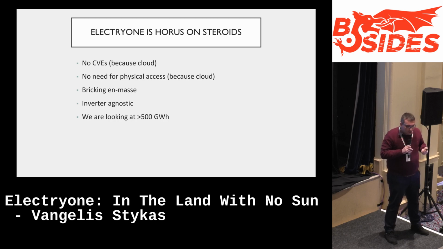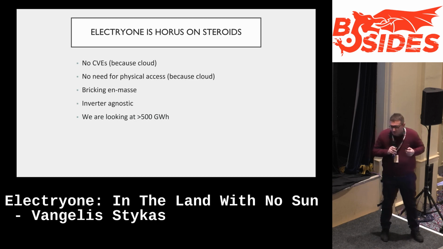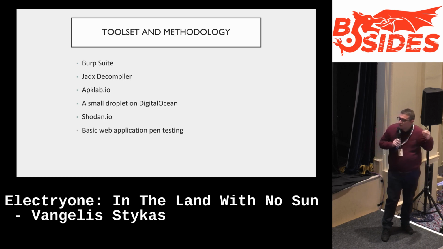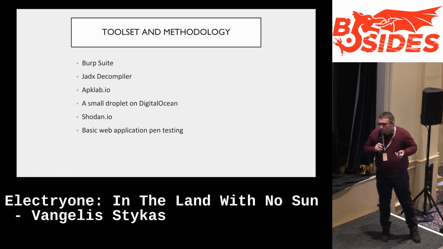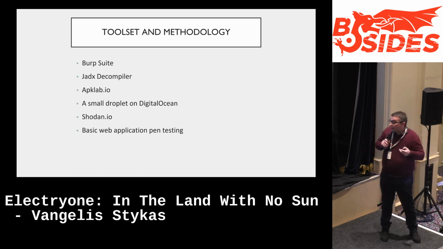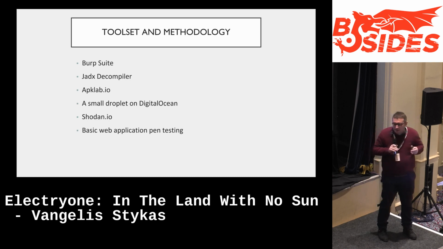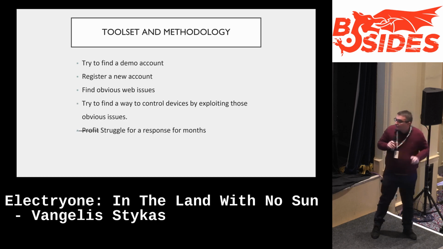It is inverter agnostic because, as we said in slide number 4, they are white labeling stuff, so you can force update anything. And we're looking at more than 500 gigawatt. What's my methodology? Burp Suite, download the application if there is an application, decompile it, download it from APKLab.io. I have a small droplet on DigitalOcean. I'm searching stuff in Shodan.io, and I'm just doing really basic web application pen testing, really basic stuff.